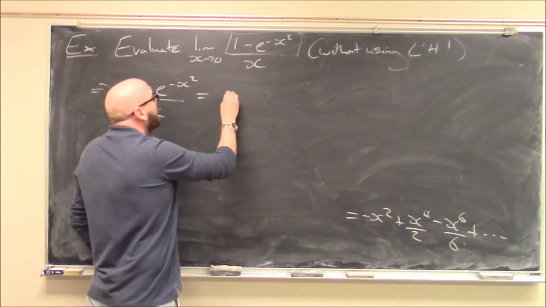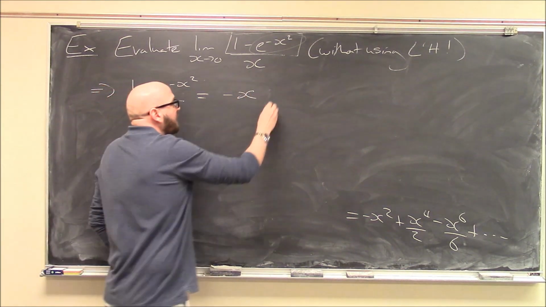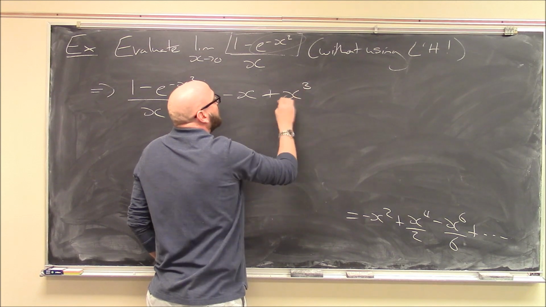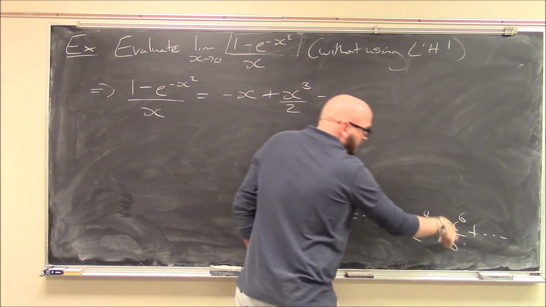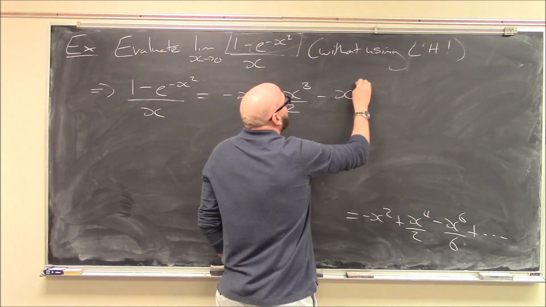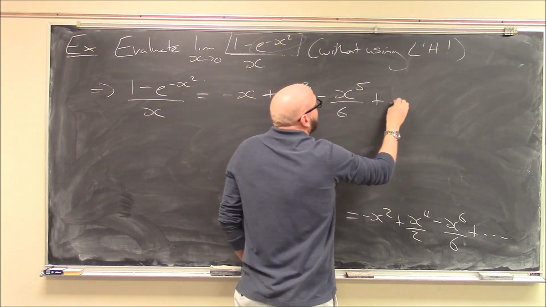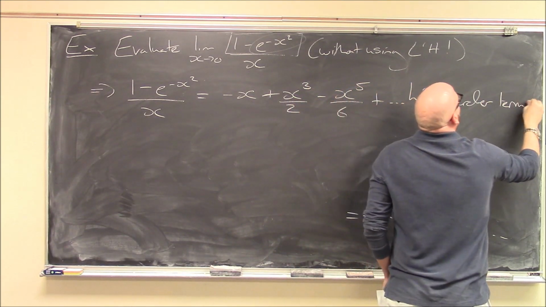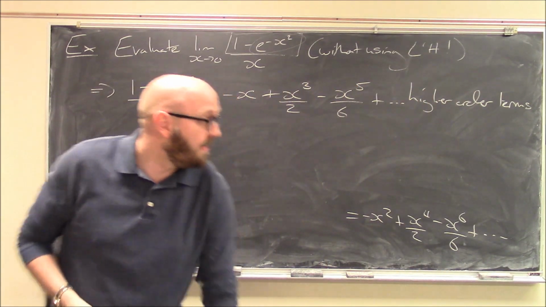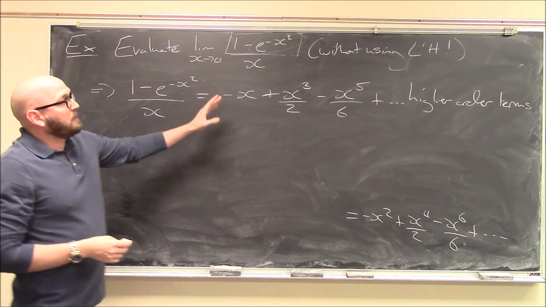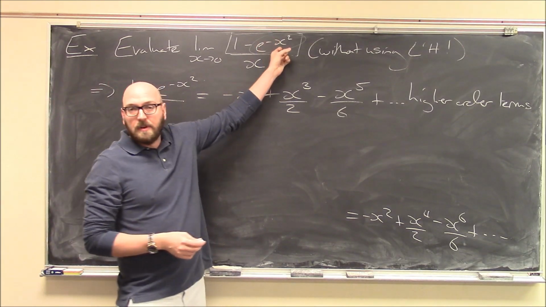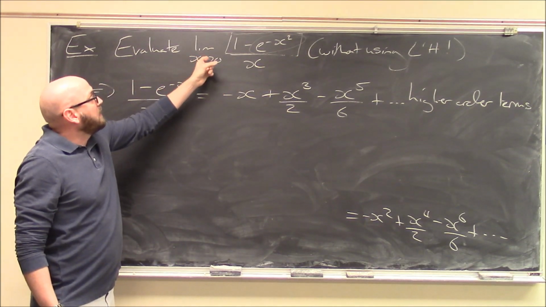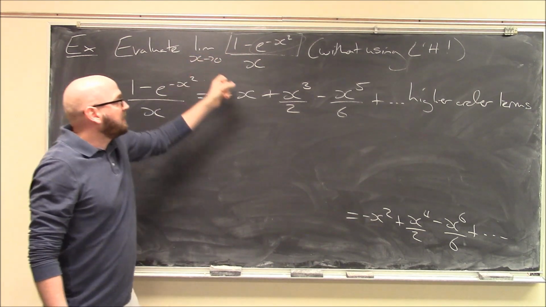Minus x squared over x? That's minus x, right? Plus x to the 4th over 2 divided by x, that's x cubed over 2. Minus x to the 6th over 6 divided by x, that's x to the 5th over 6. And plus higher order terms. So there's the first 3 terms in the power series expansion of this function, right? And this is literally equal to this function, so I should be able to take the limit as x goes to 0 of this function.